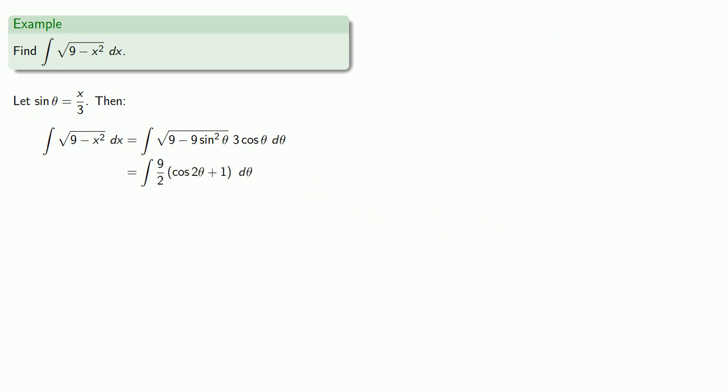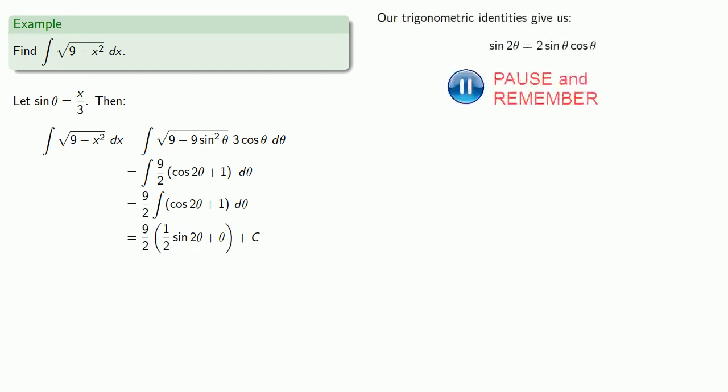That constant factor of 9/2 can be removed outside of the integral, and we can find the antiderivative of cosine 2 theta plus 1. And we have our antiderivative, except this is in terms of theta and not in terms of x. Since we started in x, we need to end in x. Now we do have a trigonometric identity for sine of 2 theta. So we can replace the sine of 2 theta in our integral.